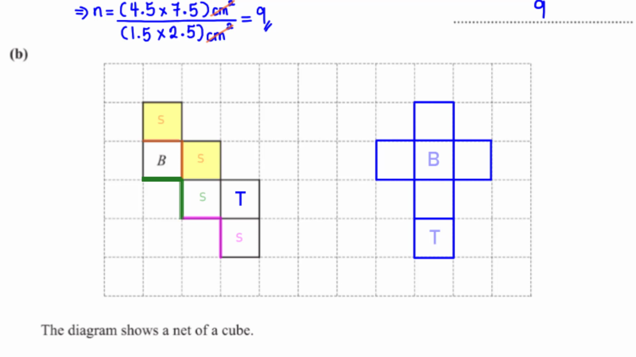This edge of the base connects with this edge of this face, so this is the third side face of the cube. This edge of the third side face connects to this edge of this face, so this is the fourth side face. Now that we've identified the four side faces, then this face is the top of the cube.